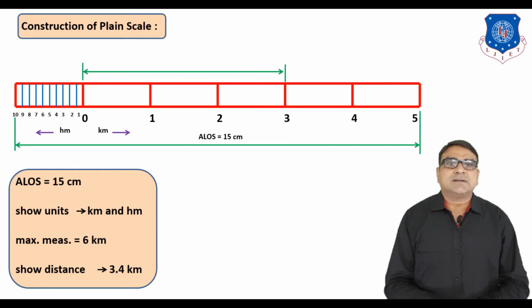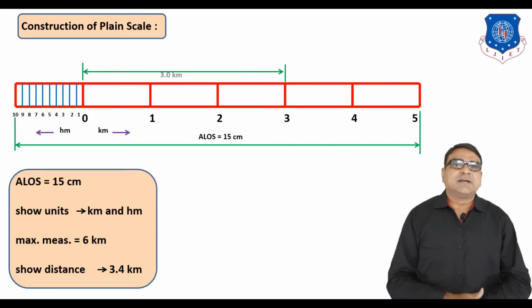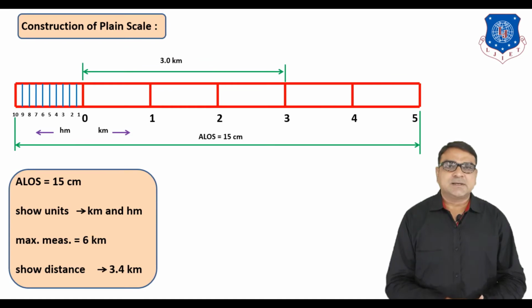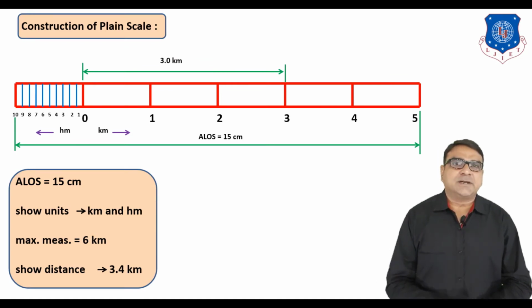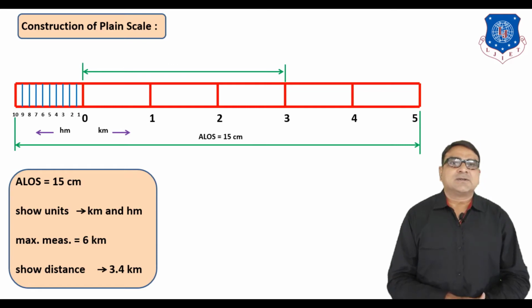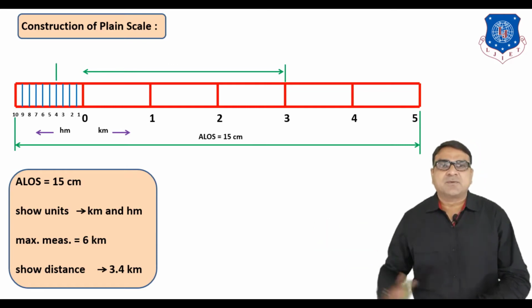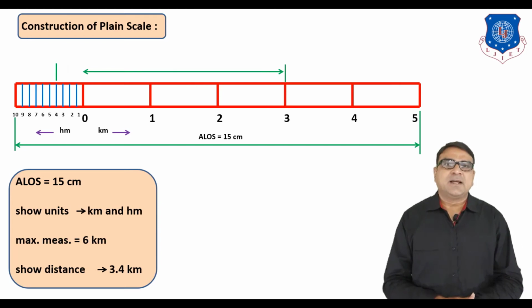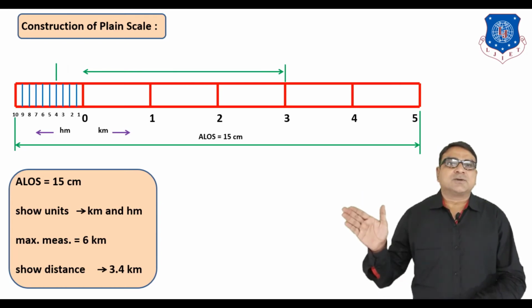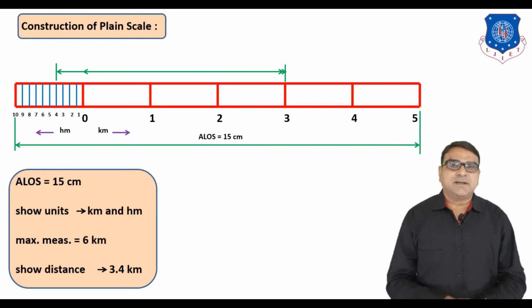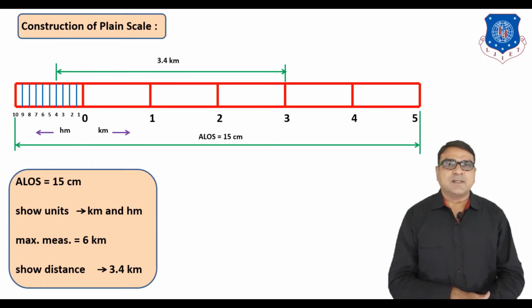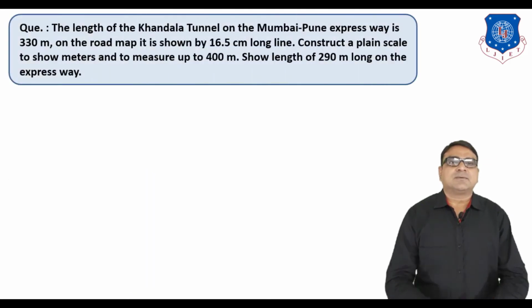So here, 0 to 3 represents a 3 kilometer distance, but we have to add 4 hectometer to this distance. So we have to go left side from 0 on the hectometer scale, and we have to go up to 4 hectometers. Okay, so add 4 hectometer to 3 kilometer. The final distance between these two points is 3.4 kilometer.